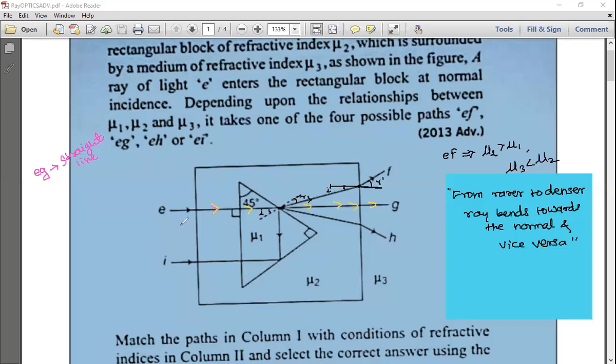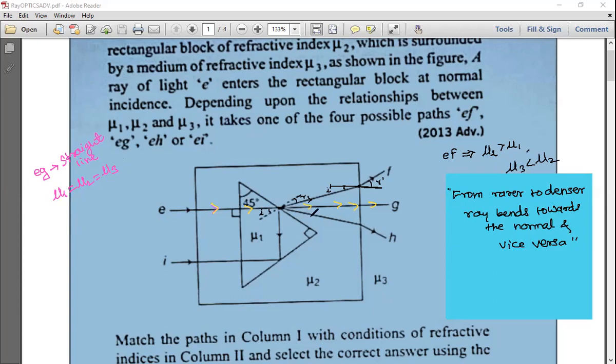Yes, Gayatri. So the refractive index of all these should be the same. So therefore, shall I write like this? Mu1 should be equal to mu2 should be equal to mu3. There is no bending phenomenon observed. Okay. Next one.